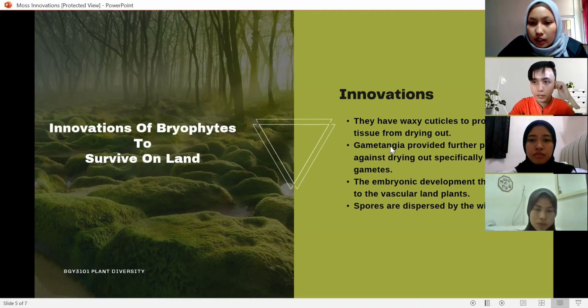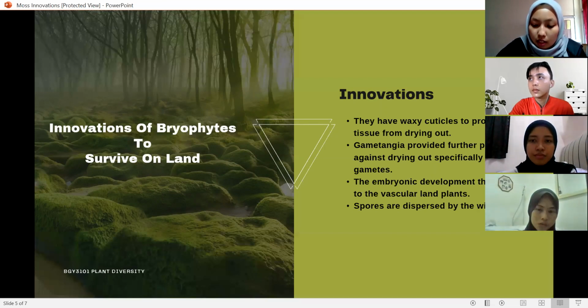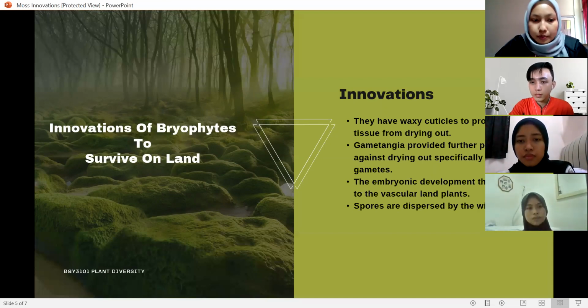And second, the gametangia provide further protection against drying out, specifically for the plant's gametes. The gametangium is a tissue that surrounds them to protect the gametes, which are egg and sperm, so that they do not dry out and die before they are ready to be released.